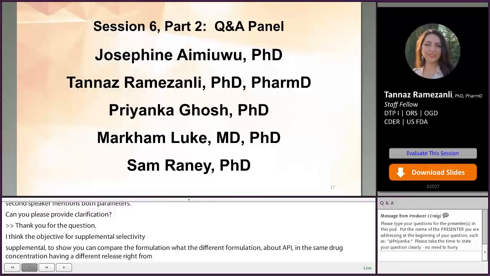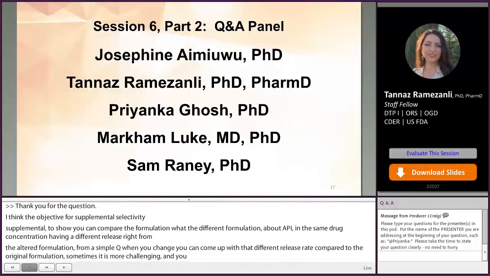need to introduce multiple changes, or even we also recommend sometimes using a different dosage form. For example, for acyclovir cream 5%, you can use acyclovir ointment at 5% as an alternate formulation for supplemental selectivity. And if you're using a different dosage form, obviously you have different components in the ointment compared to cream and have a different manufacturing process. So I want to emphasize that the main objective is to have a formulation at that same API concentration that has a discriminated release profile and release rate compared to your original formulation. Thank you.